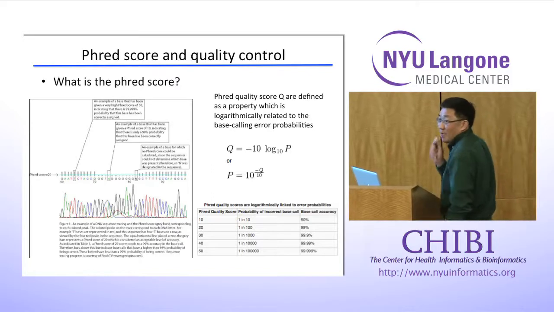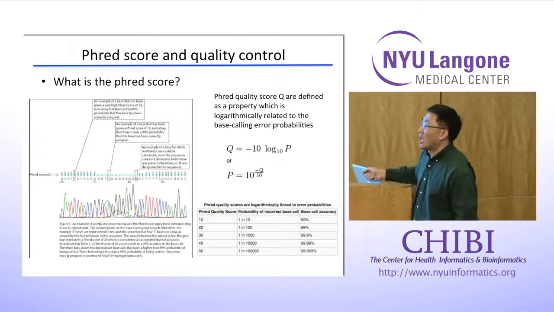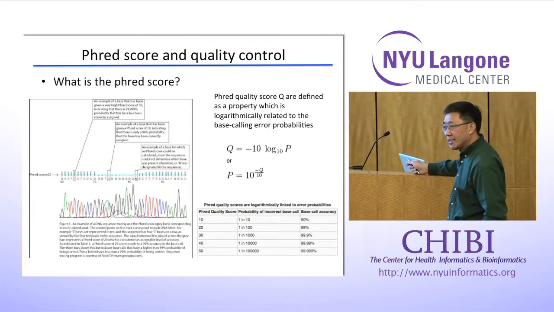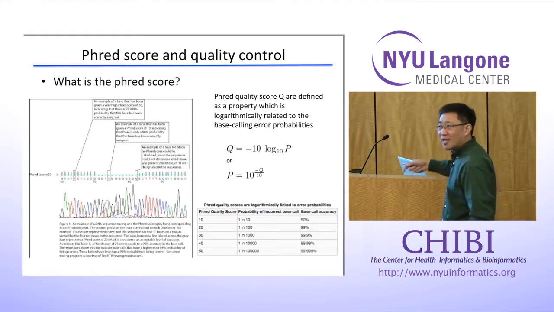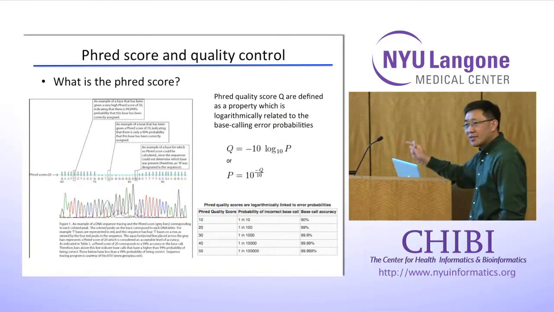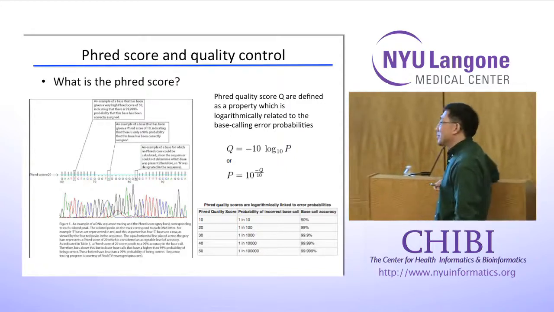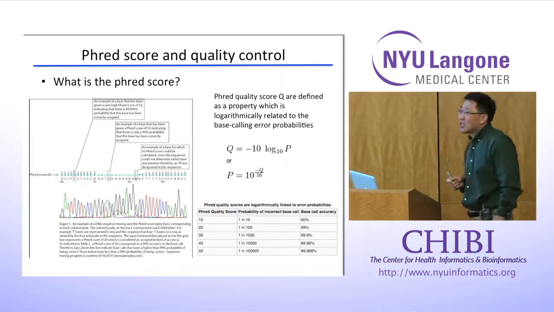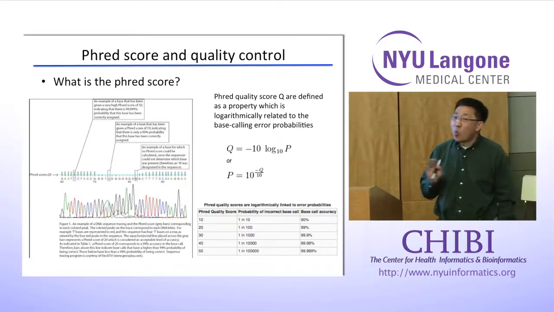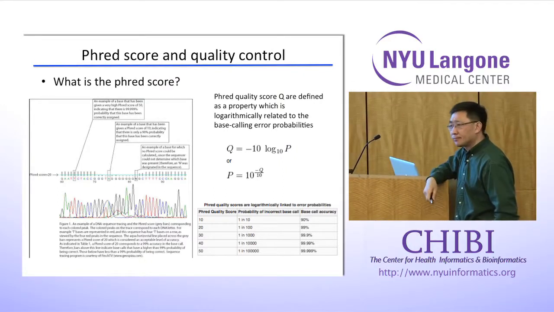If a base has a Phred score of 20, the probability of this base being incorrect is 1 in 100. In other words, the accuracy for this base is 99%. You might think 99% accuracy is pretty good, but in practice you will find this is way below the average bar.